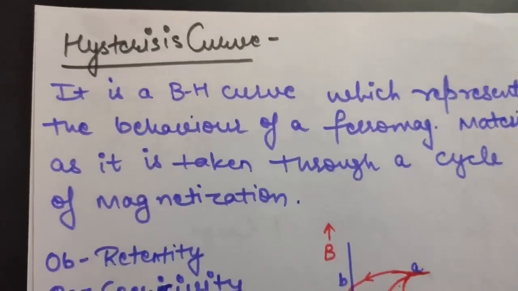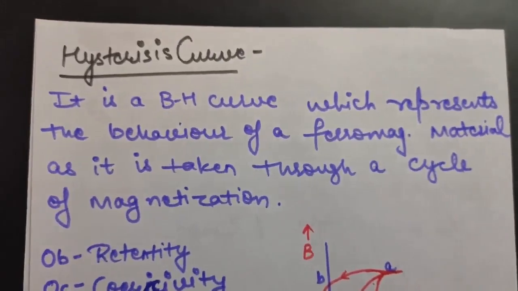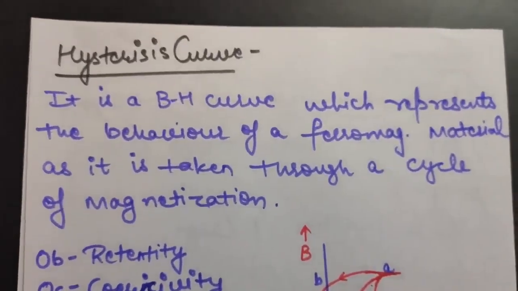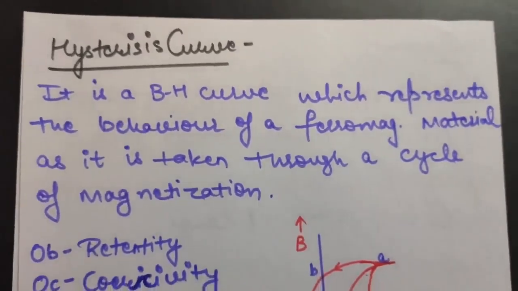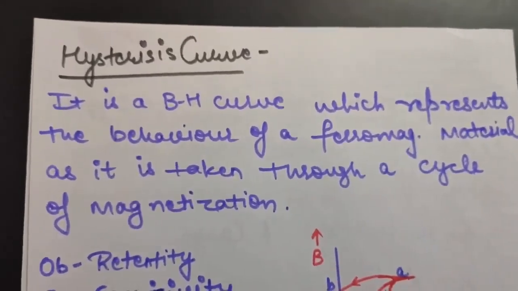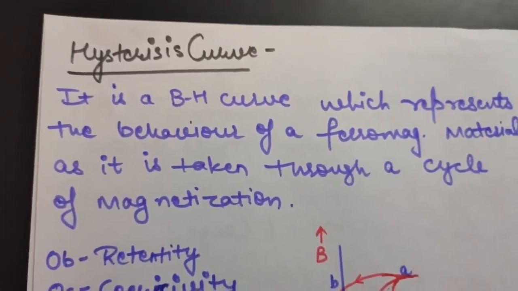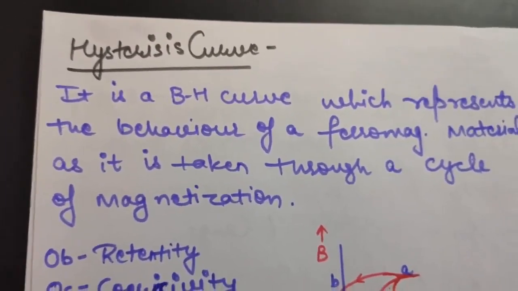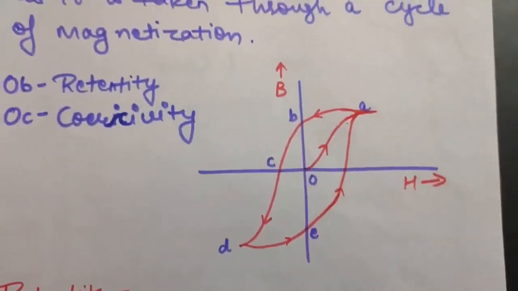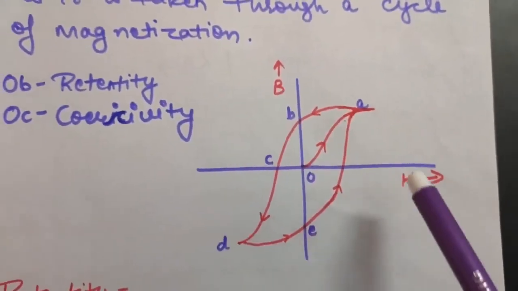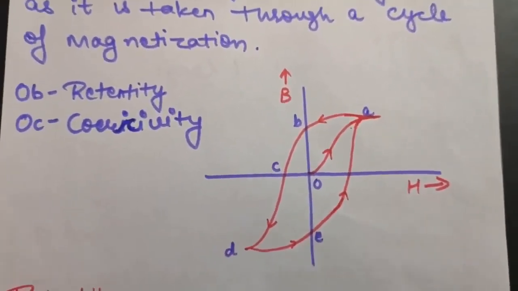Okay, so the hysteresis curve is a BH curve which represents the behavior of a ferromagnetic material as it is taken through a cycle of magnetization. That is, if we take a ferromagnetic material through a cycle of magnetization and draw a BH curve for it, then that curve will be known as a hysteresis curve. For example, look at this curve. This is a BH curve. Such a curve for a ferromagnetic material is called a hysteresis curve.